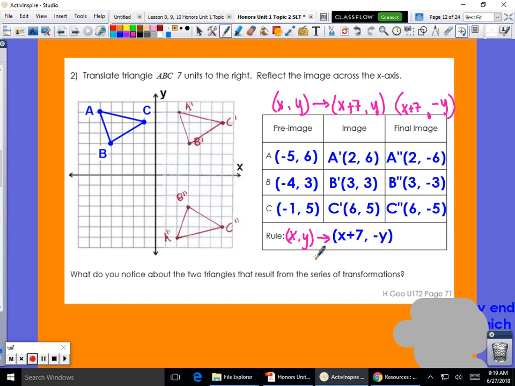It didn't matter which transformation came first, because one transformation affected the x and one transformation affected the y, and the transformations didn't affect the same thing twice. If we had affected the x and the x again, the order would have mattered. If we affected the y and then the y again. So it's a very rare situation that the order doesn't matter. So we need to be really careful about that.